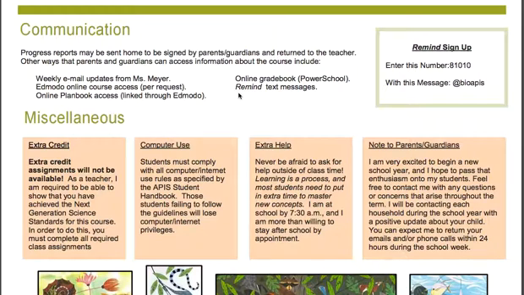Remind is a service that allows students and me to send messages to each other without having each other's cell phone numbers. So if you want to sign up for those Remind text messages, you can follow that information on the right-hand side, and you will be entered into the Honors Biology Remind class list.